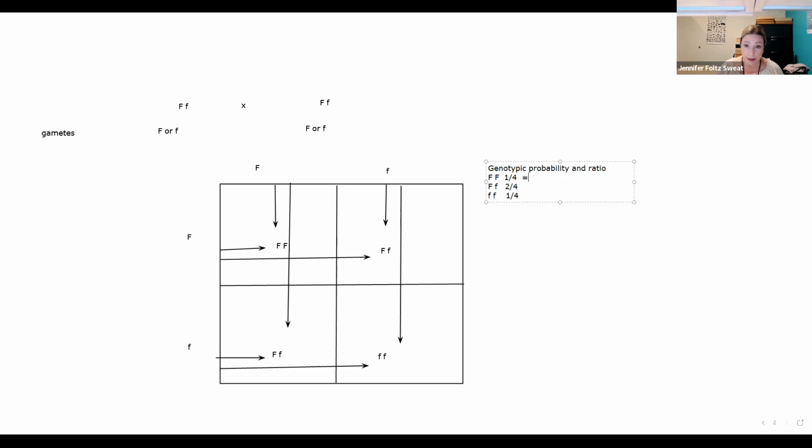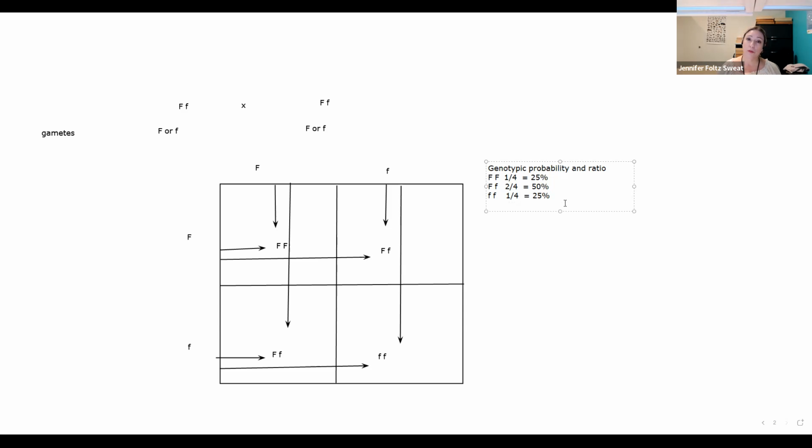The other way of saying this is that 25% of your offspring will be big F, big F, 50% will be big F, little f, and 25% are little f, little f.